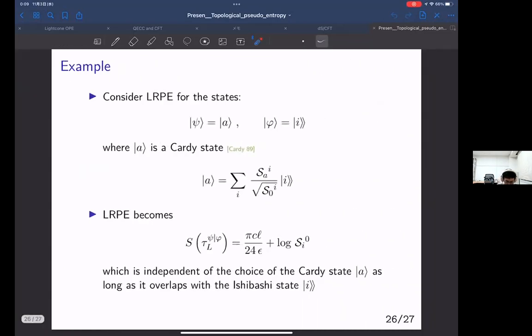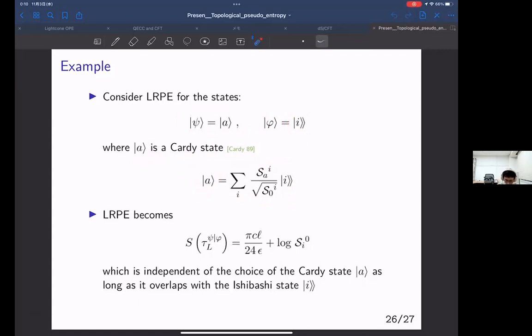To get some insights, let me focus on simple states. Let's take psi to be the Cardy state. The Cardy state is just a linear combination of Ishibashi states. This is a kind of physical boundary condition, obtained by Cardy many years ago. And let's take the state phi to be one of the Ishibashi states, I.